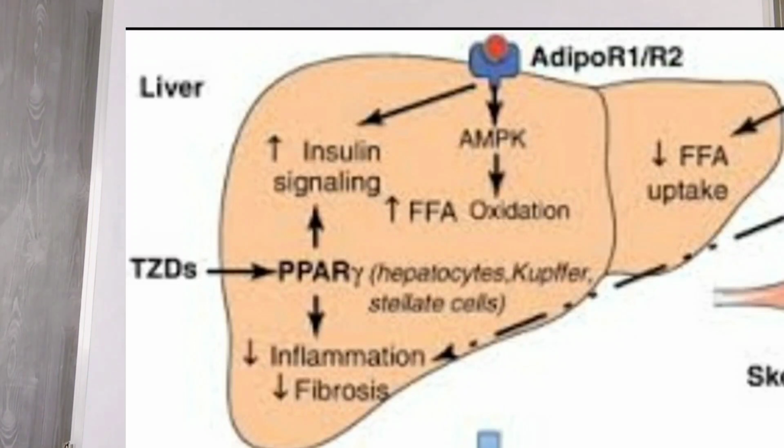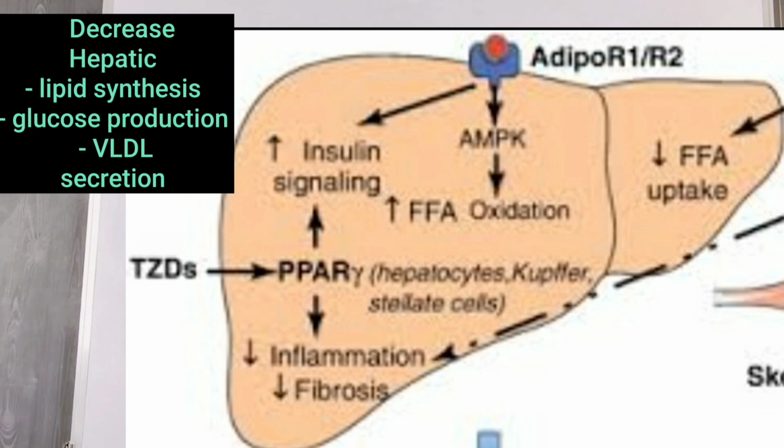PPAR-gamma activation in the liver decreases the uptake of free fatty acids from the circulation into the liver. Secondly, it also increases free fatty acid oxidation. So the fatty acids are oxidized and triglyceride accumulation or synthesis is decreased in the liver. So lipid synthesis in the liver is decreased and there is increased free fatty acid oxidation in the liver.